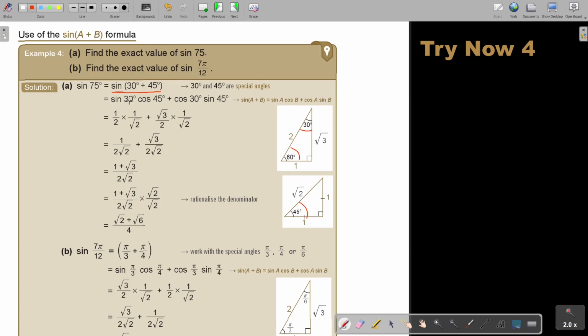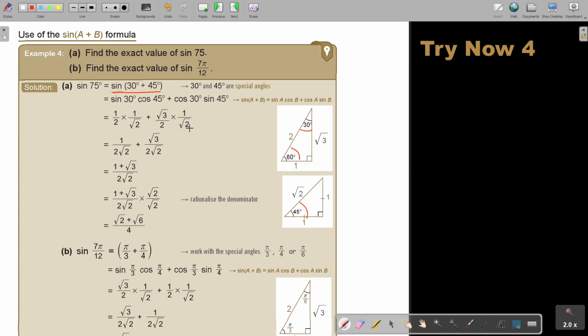Okay, so it's sin 30, then cos 45, then cos 30, then sin 45 with a plus in between. And now I just go to my special angles and I say sin 30, sin is opposite over hypotenuse, that's a half. What is cos 45? I go adjacent over hypotenuse, plus what is cos 30? So cos 30 is adjacent over hypotenuse. And what is sin 45? Sin is opposite over hypotenuse.